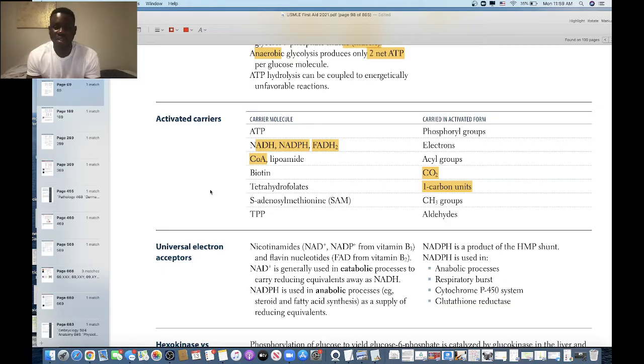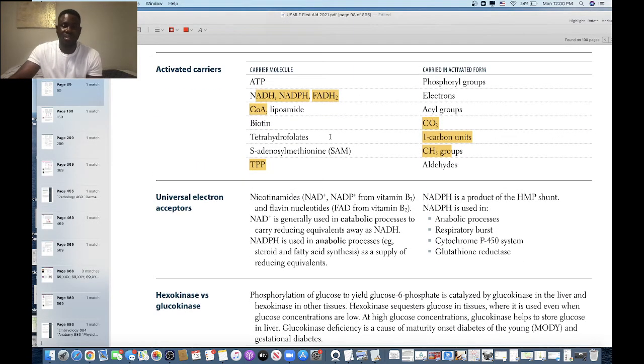SAM: we saw this with vitamin B12, where B12 will be holding CH3, the methyl group, and then add it to homocysteine, and the two of them combine and form methionine. The methionine is then converted into SAM, and the SAM will give off the CH3. This CH3 originally was with the tetrahydrofolate. TPP, thiamine pyrophosphate, also holds aldehydes. They don't really ask these kinds of questions. I've never met it before, but you just have to have a general idea about it.